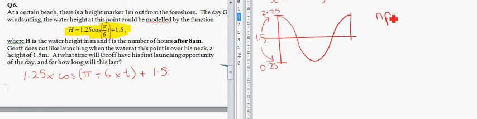We could use the formula that says the new period, which is the time for one cycle, equals 2 pi divided by the coefficient of the variable, which in this case is pi divided by 6. Working that out carefully on a calculator, if you need to, should give you a value of 12.